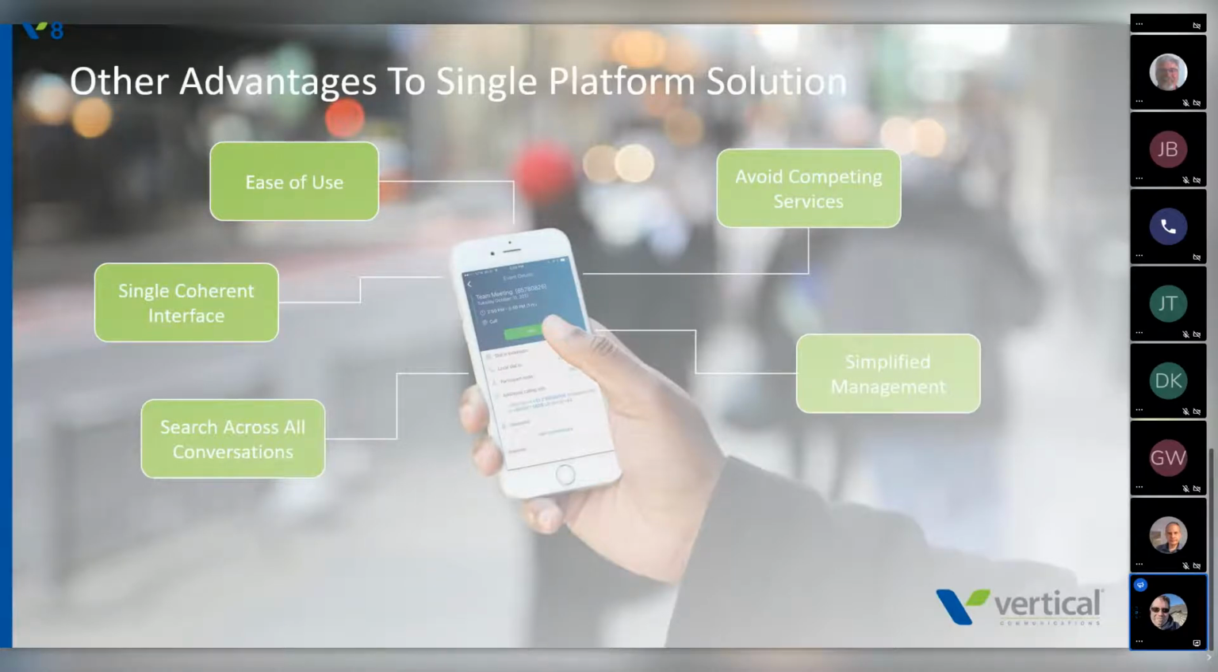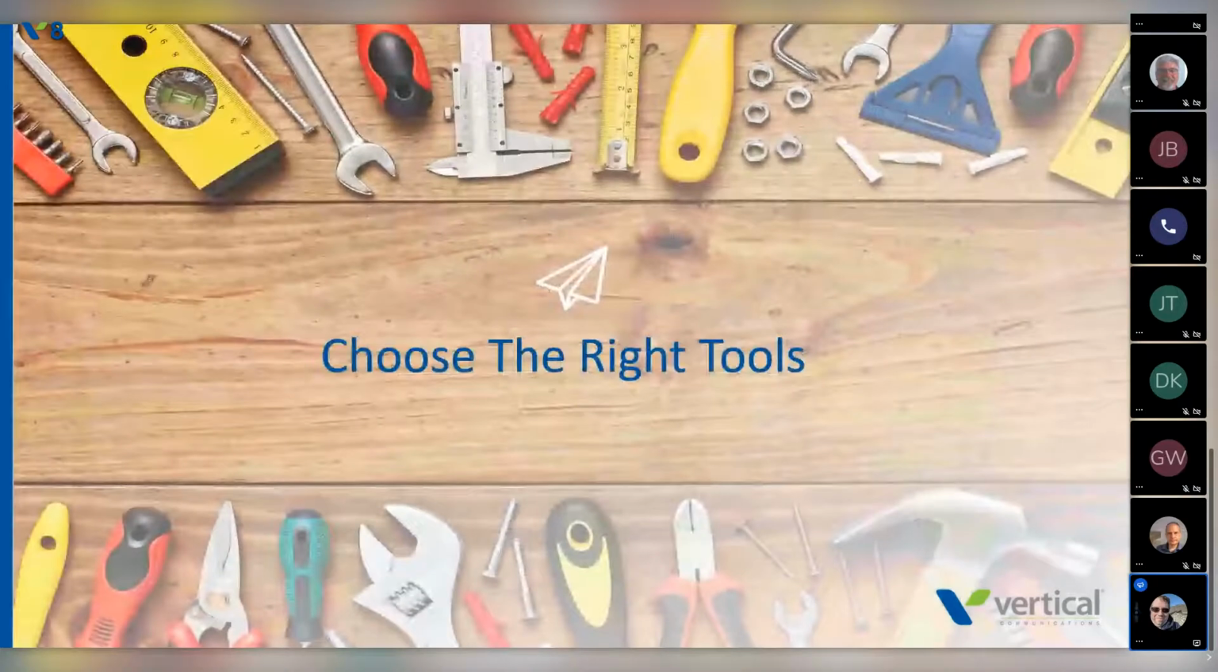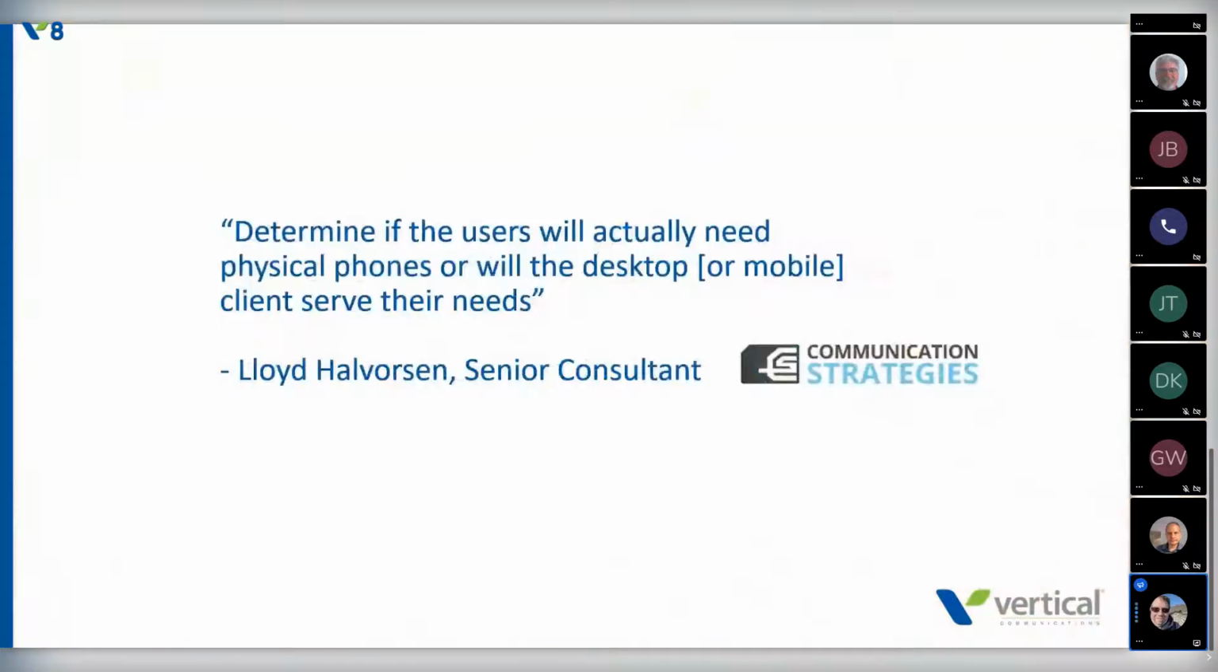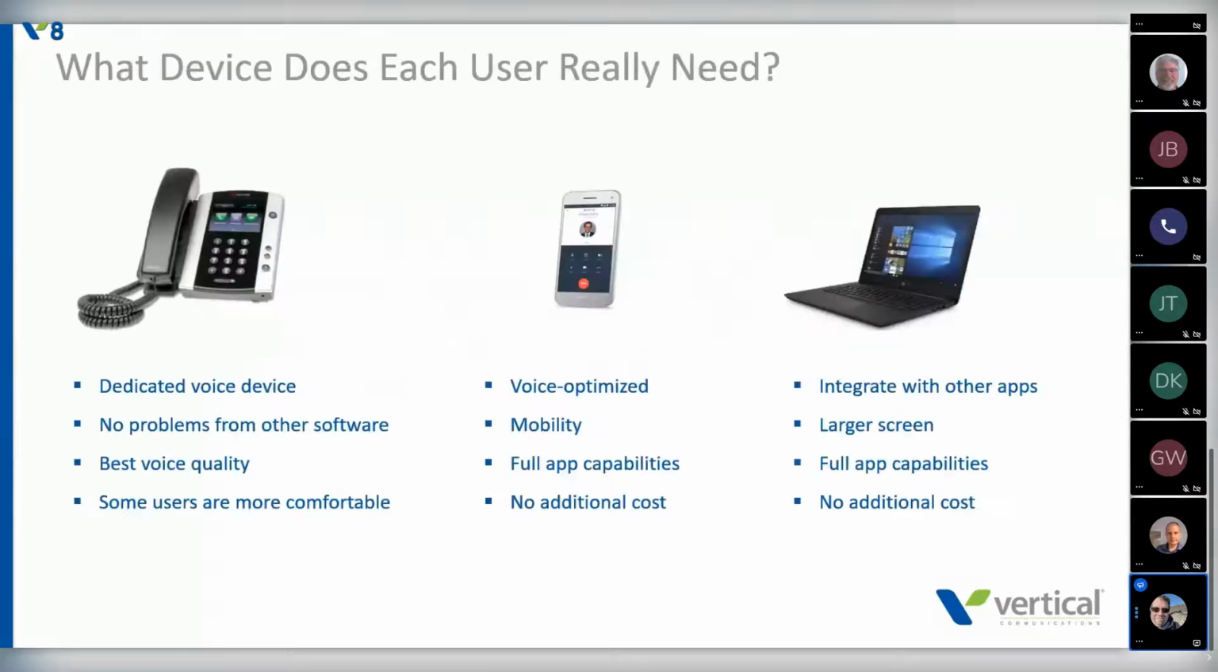Hopefully that makes sense. So the next thing we'll talk about is choosing the right tools to work with this. We want to make sure that we have the right devices. And this comes from another one of our experts. Lloyd Halverson is a senior consultant at Comstrat that we have worked with on a number of municipal deployments, deploying entire cities. So Lloyd came to us and said, hey, my biggest tip on cloud migration is to make sure that you know if your users actually need physical phones or you're just giving them to them because that's what they've always had. Because you could do desktop or mobile clients and serve their needs just as well or better. So let's take a moment and look at what Lloyd's talking about as far as a decision.